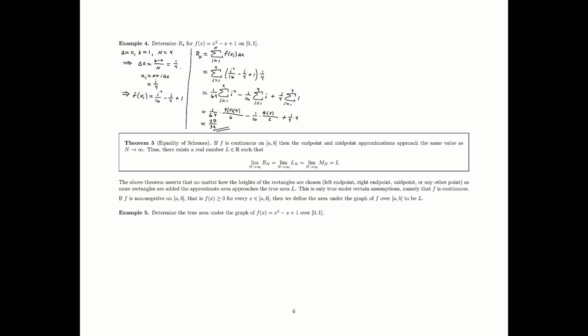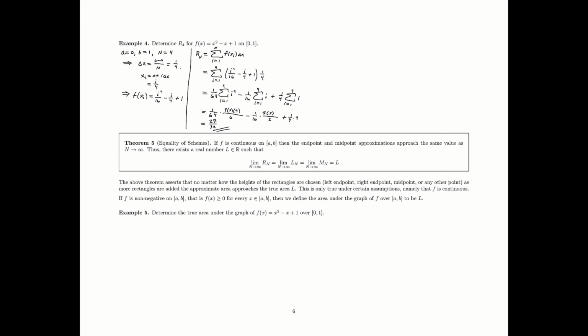All right, so in general, if our function is continuous, then the endpoint approximations, both left and right, together with the midpoint approximation, as you increase the number of rectangles, all of these schemes will provide the same result. So, in general, the limit as the number of rectangles n goes to infinity will give us the true area under the curve.